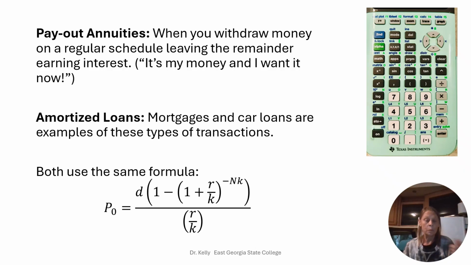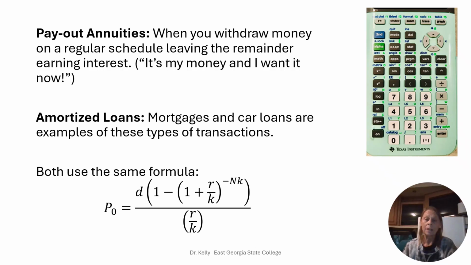Okay, it was a little bit more complicated of a formula. We also did compound interest, the more simple formula, and that's when we only put the money in one time. Okay, so compound interest one time, annuities multiple deposits.